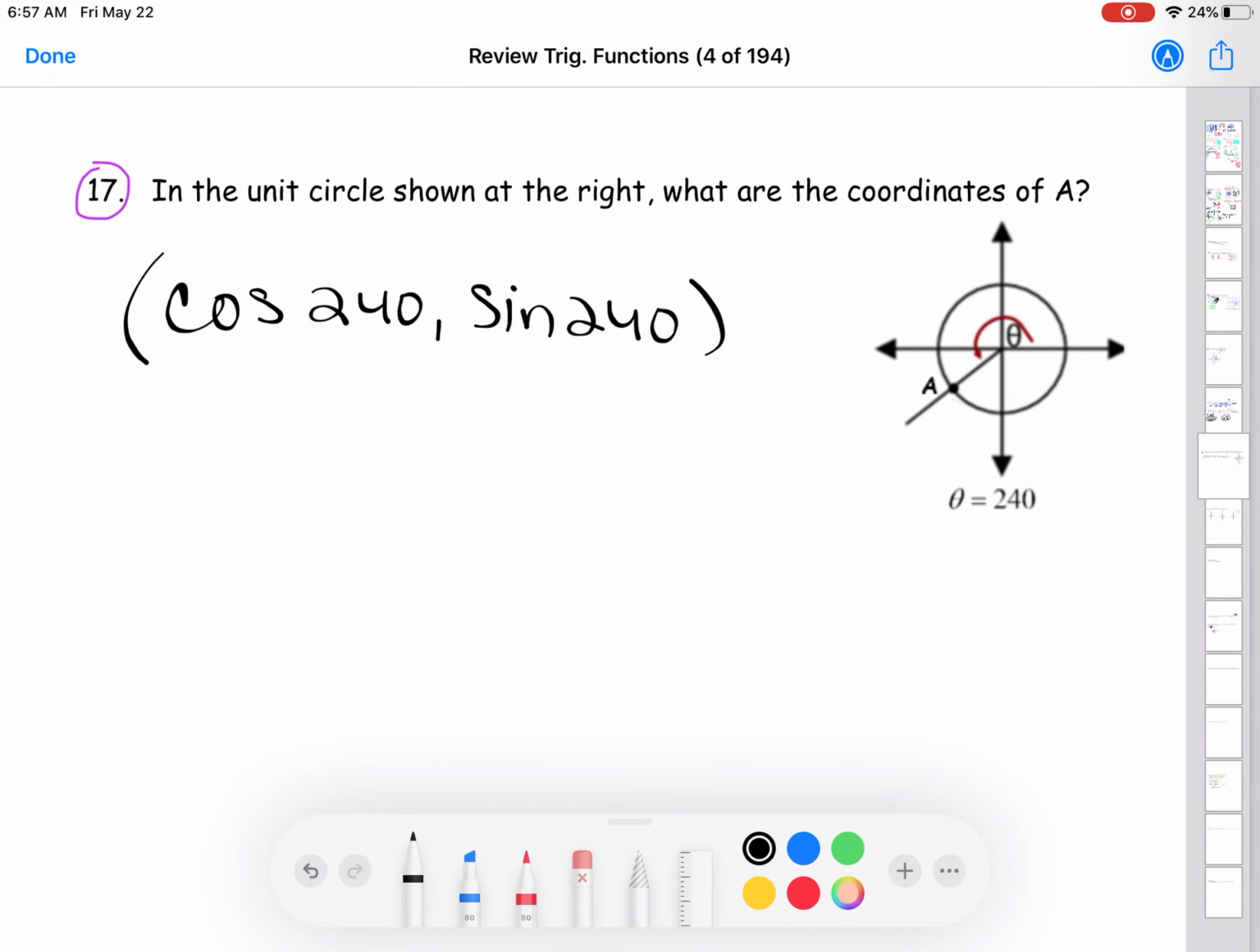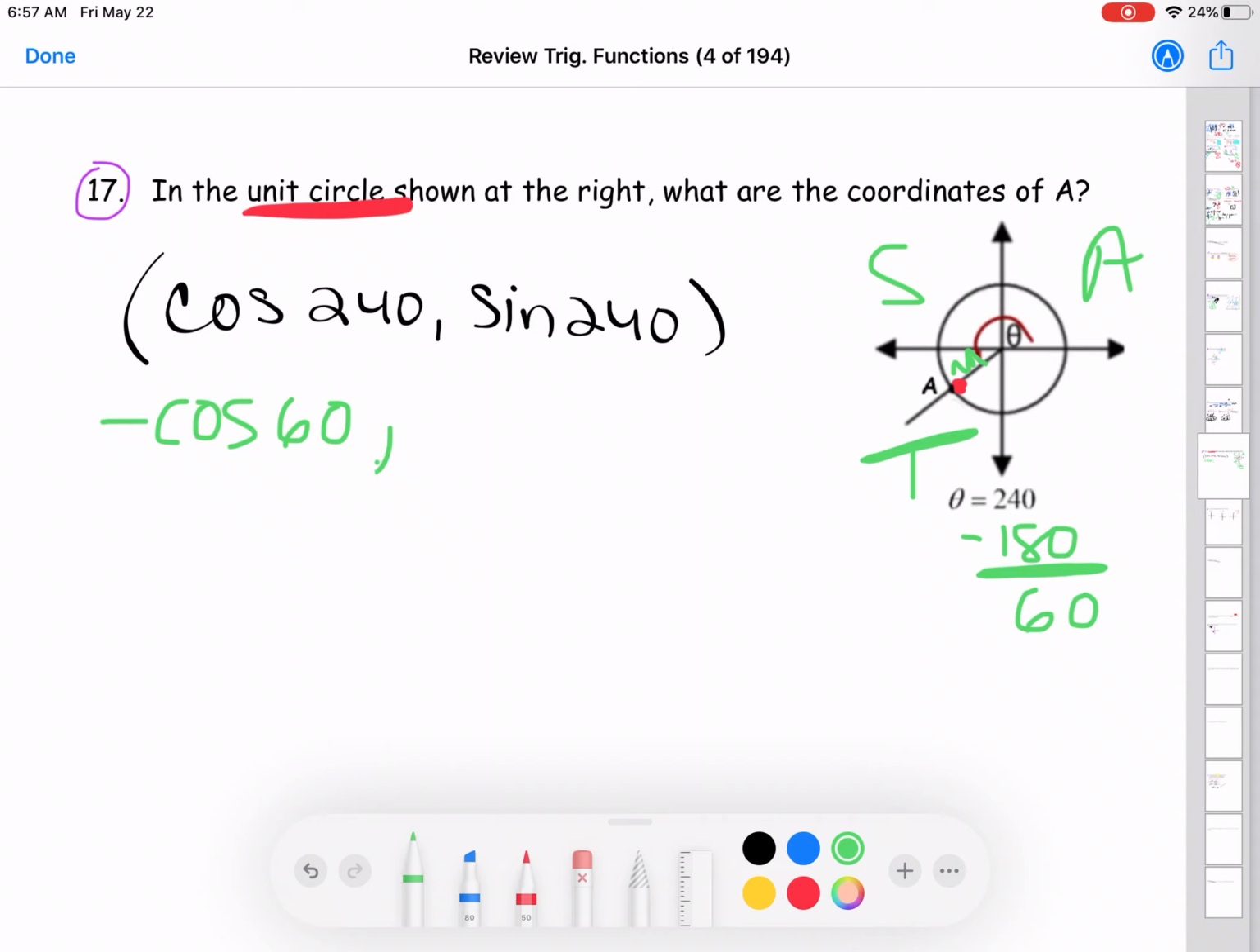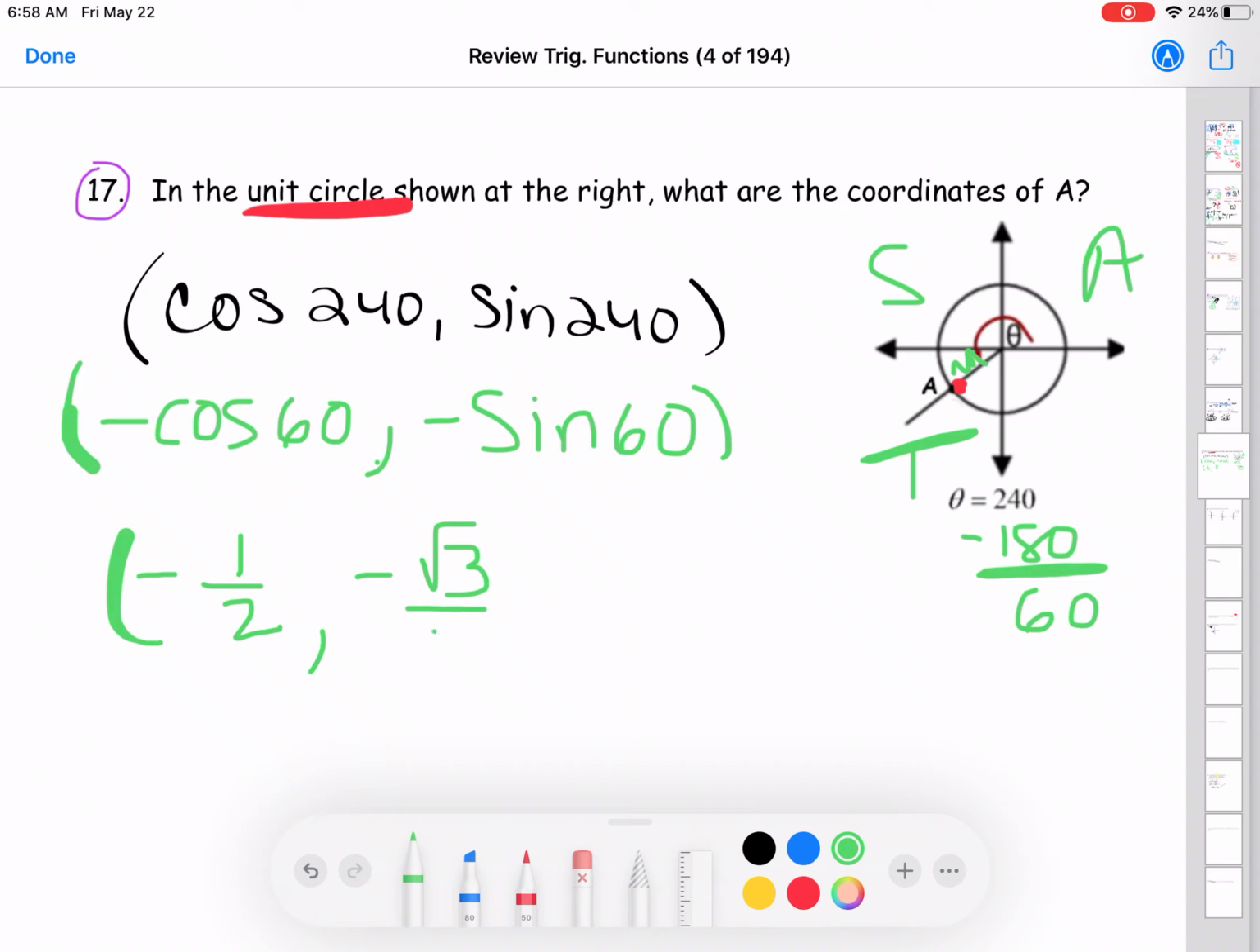17, in the unit circle shown at the right, what are the coordinates of A? So if I want to find the coordinates of A, and that's a 240 degree rotation. Remember on the unit circle, it's always cosine sine. So let's find the reference angle for 240, which will be right in here. So 240 minus 180 is 60. All Students Take Calculus, so that means this is negative cos 60, comma, negative sine 60. And then right from our chart, negative 1/2 and negative rad 3 over 2.